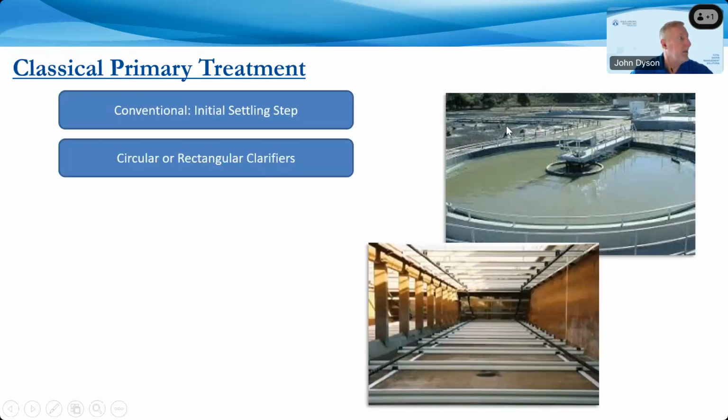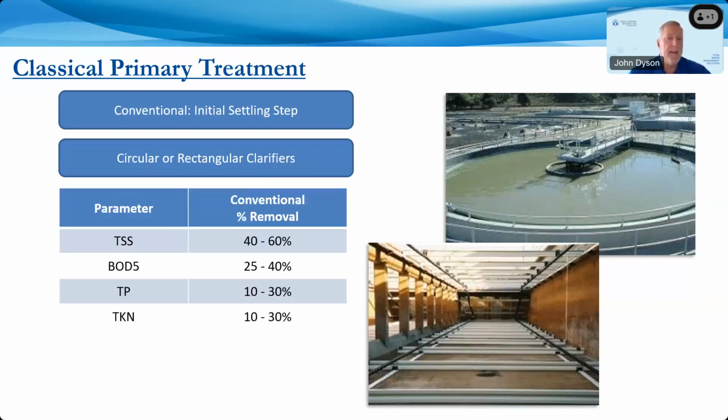So advanced primary treatment, I always like to start off with the idea that we have to compare it to what the industry standards are there. We have conventional treatment, which is classically basically horizontal or circular primary clarifiers. And what we expect from those is typically 40 to 60% TSS removal and 25 to 40% BOD removal, and the other parameters there.